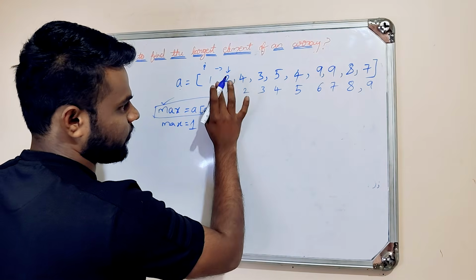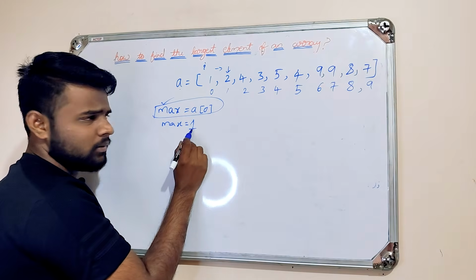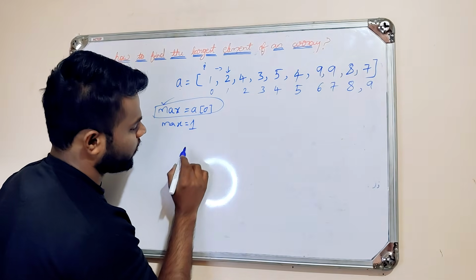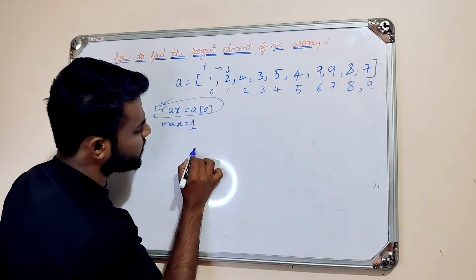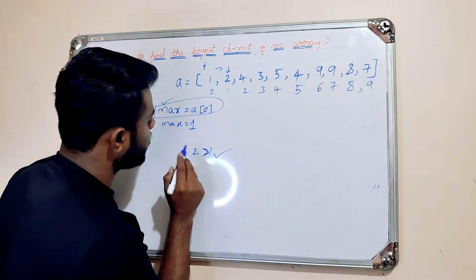You start here, so you check this element against max. What is your max element? 1. You are going to check this element with this, so you are going to compare. Is 2 greater than 1? Yeah, true, of course.